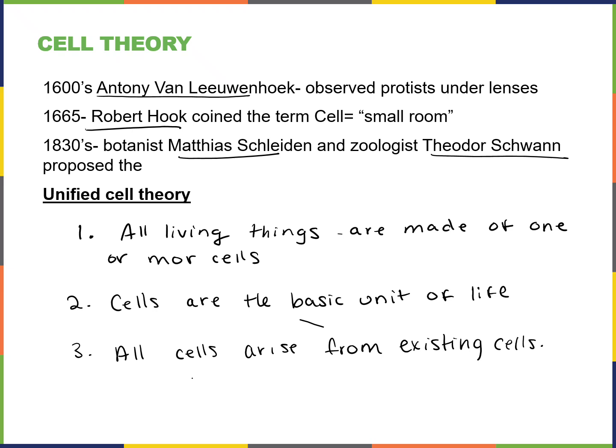So the unified cell theory essentially just states that all living things are made of cells, cells are the basic unit of life, and that all cells arise from existing cells, so they don't just pop into existence out of nowhere.